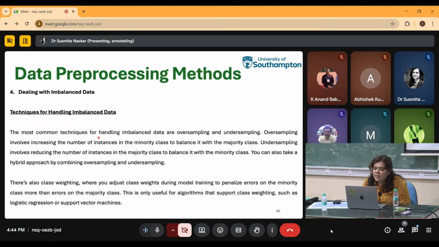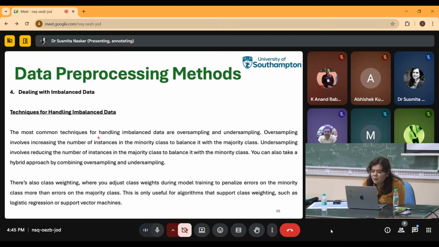Another way we can do this is undersampling. Basically, we reduce the number of instances in the majority class to match the minority class. This can be effective but may lead to the loss of potentially valuable data. Another way is the hybrid approach. You can combine oversampling and undersampling to strike a balance between preserving the information and reducing the class imbalance. So that's the mixing of the two we can do.